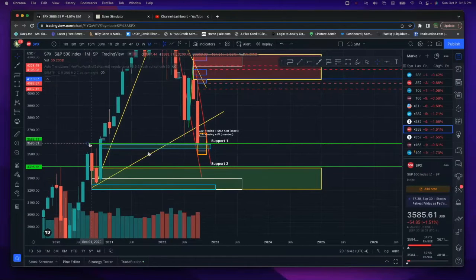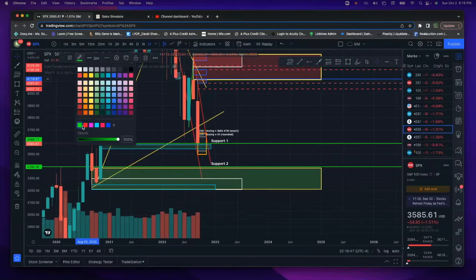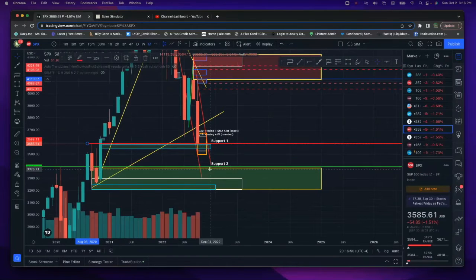If it does go further down, I'm going to now turn this support into a potential resistance. I'm going to change the color and then see how price reacts once it comes back. But right now, I'm going to still leave it as support for now until price comes down further into my zones. I do have a daily, but I'm watching this area down here for SPX.